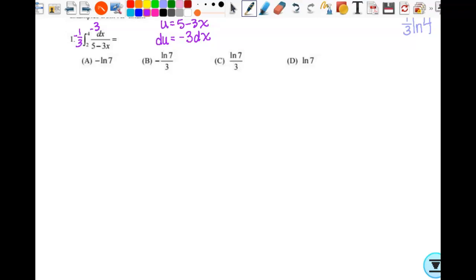All right, so then I also have to say, when I do this, that when x equals 2, u equals what? Negative 1. And when x equals 4, u equals 7. Yes? Okay, you're fine. All right, so then I have negative 1/3. And I'm integrating, so it goes from 2 to 4. So the 2 is the negative 1, the 4 is the negative 7, and then that's 1 over u du.